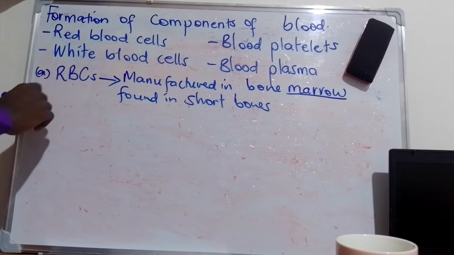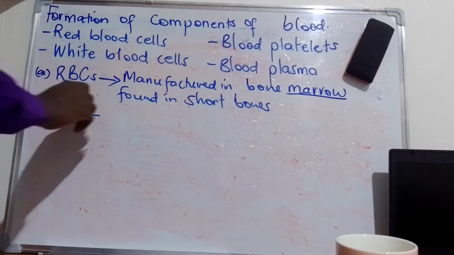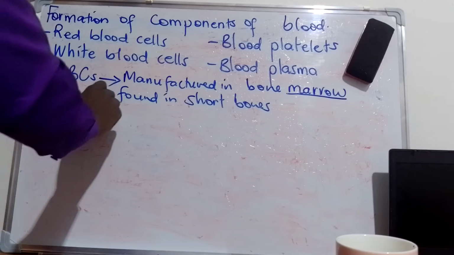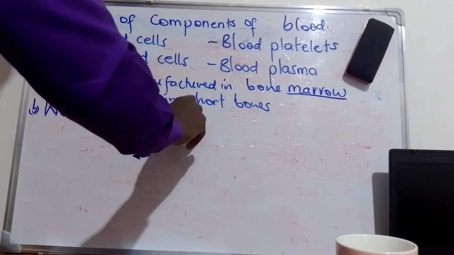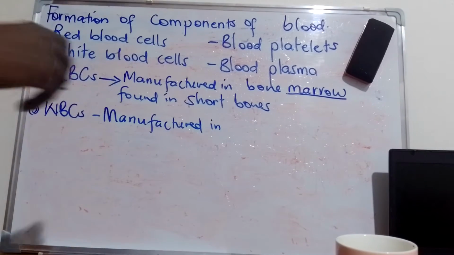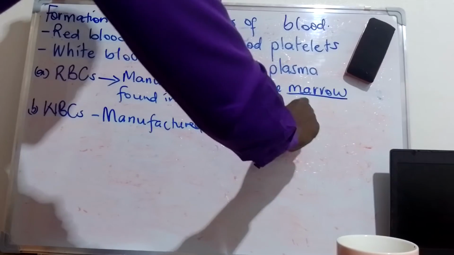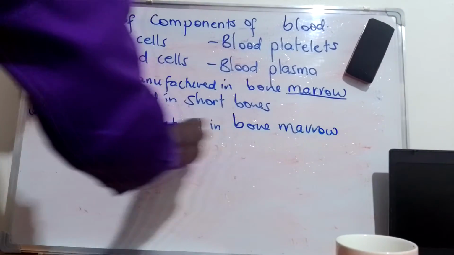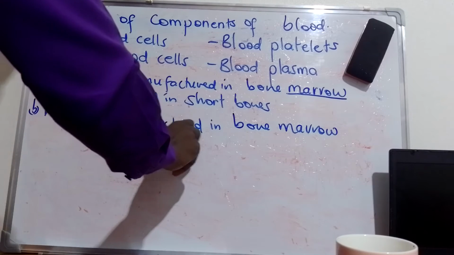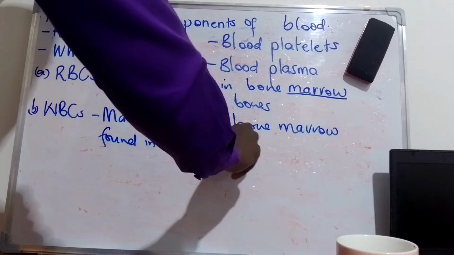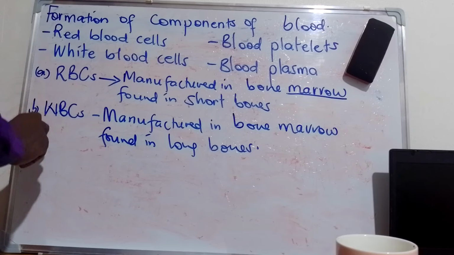B. We are talking about white blood cells. These are manufactured in bone marrow found in long bones. Good. C. Blood plasma.